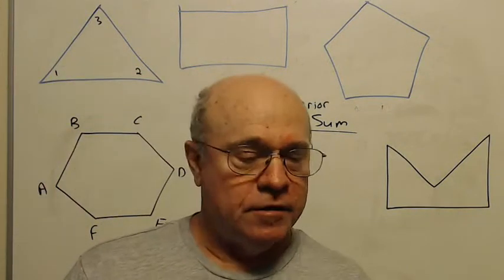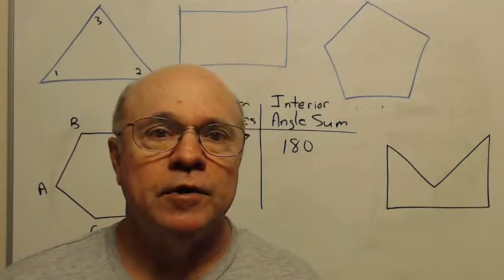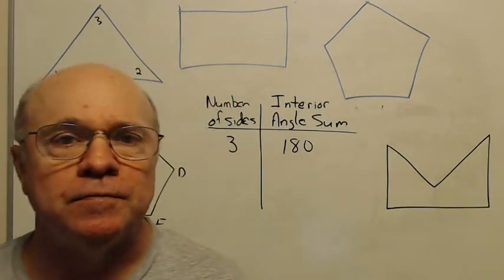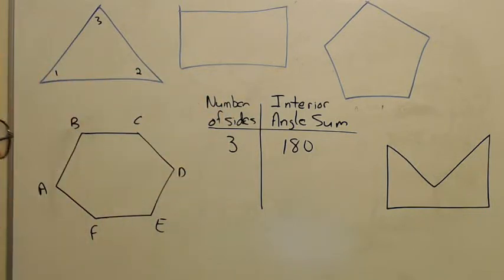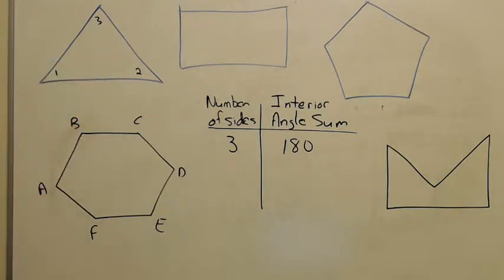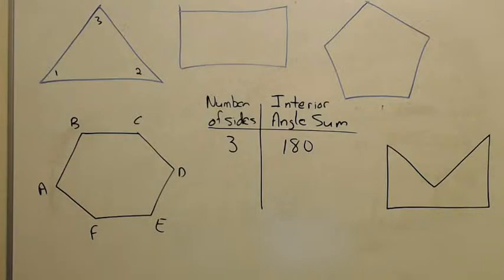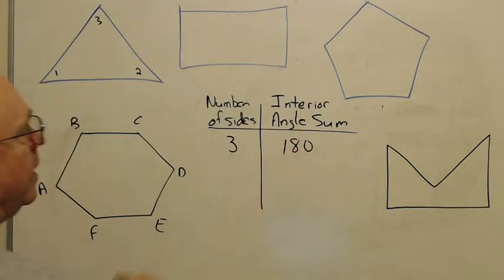Okay, Chapter 8 deals with properties of different types of polygons. And in the first section, we're looking at what their angles add up to. One thing that we know already, up in the top left here, we've got a triangle. We know that angles 1, 2, and 3, which we call the interior angles of the triangle, add up to 180 degrees. So I've started a chart here listing the number of sides, 3, and the interior angle sum.